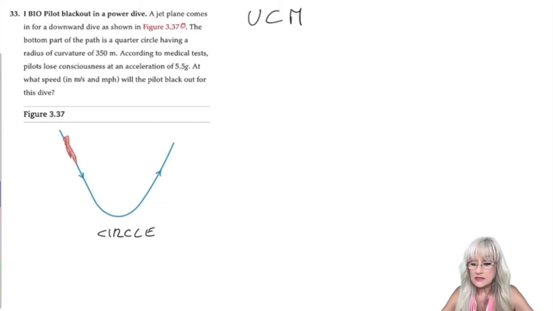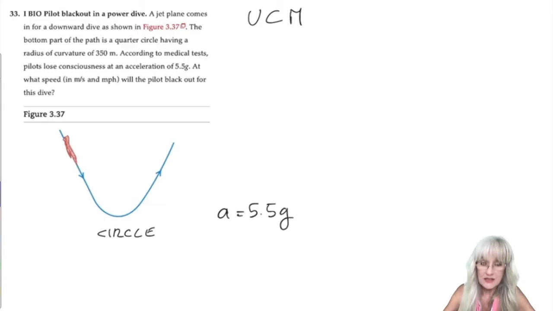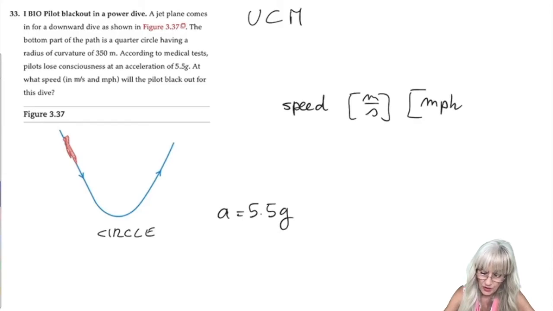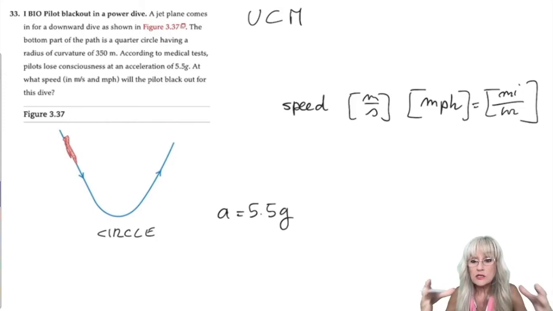According to medical tests, pilots lose consciousness, very dangerous, at an acceleration of 5.5 times the acceleration of gravity. We want to find the speed in meters per second and miles per hour. Actually, I like to write it miles over hour. It's a little bit better. You know, this is the speed that the pilot will experience when she, he or she, loses consciousness.